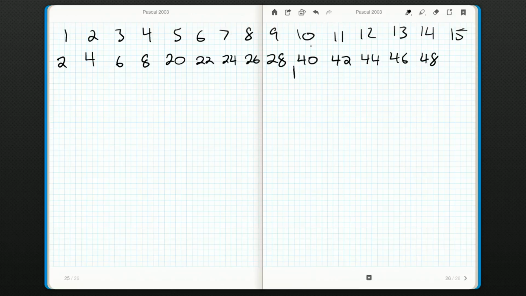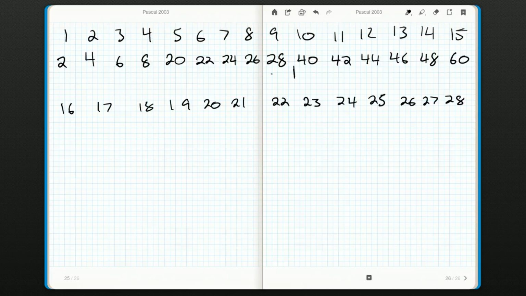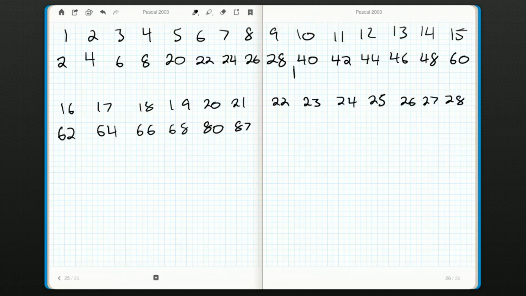So it looks like 40 was with 10. I'm going to guess 80 would be with 20. 15 is going to be 60. We'll have 16, 17, 18, 19, 20. I'll go a little further: 21, 22, 23, 24, 25, 26, 27, 28. So after 60, we get 62, 64, 66, 68. We wouldn't have anything in the 70s. We'd have 80, 82, 84, 86, 88, 90.